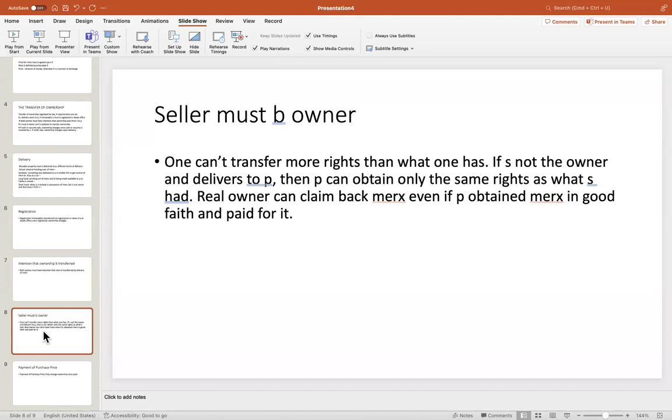The seller must be the owner. Guys, you cannot sell something that does not belong to you. If it doesn't belong to you, you don't have the rights over it. If you're not the owner, you cannot deliver it. You can only obtain these rights if you're an owner. And if it's stolen property, the real owner can claim it back, even if it was obtained in good faith. The real owner can come in and claim those back, like myself.